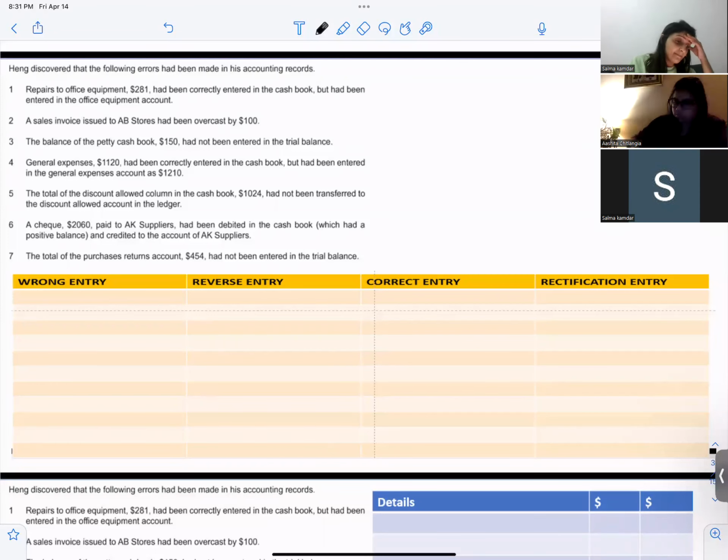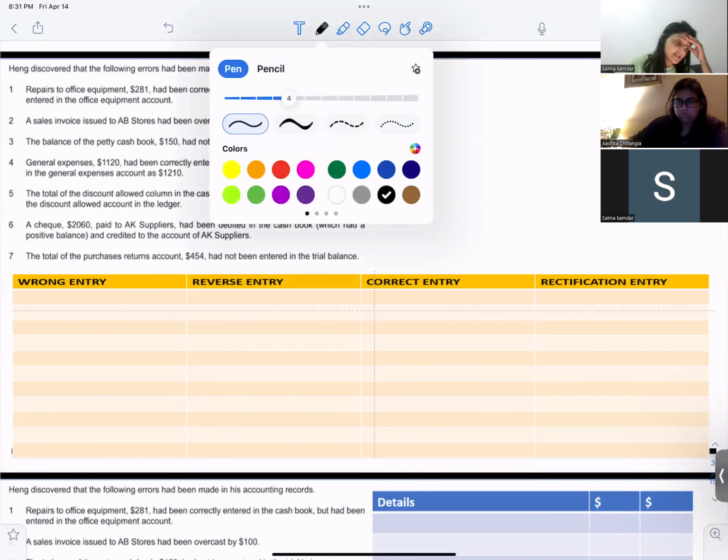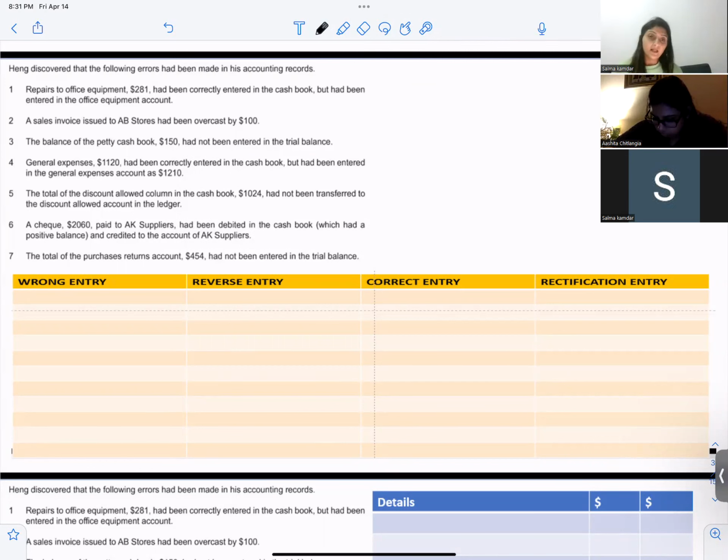So this is basically a past paper question of errors and correction. Let's look at the first entry. Can you please read it? Repairs to office equipment of $281 had been correctly entered in the cash book but had been entered in the office equipment account. Repairs to office equipment is the correct entry.